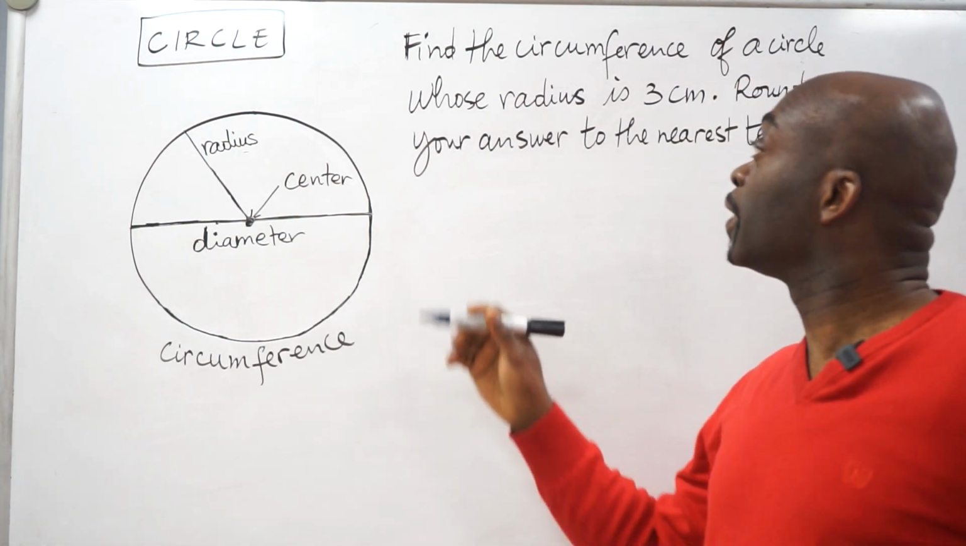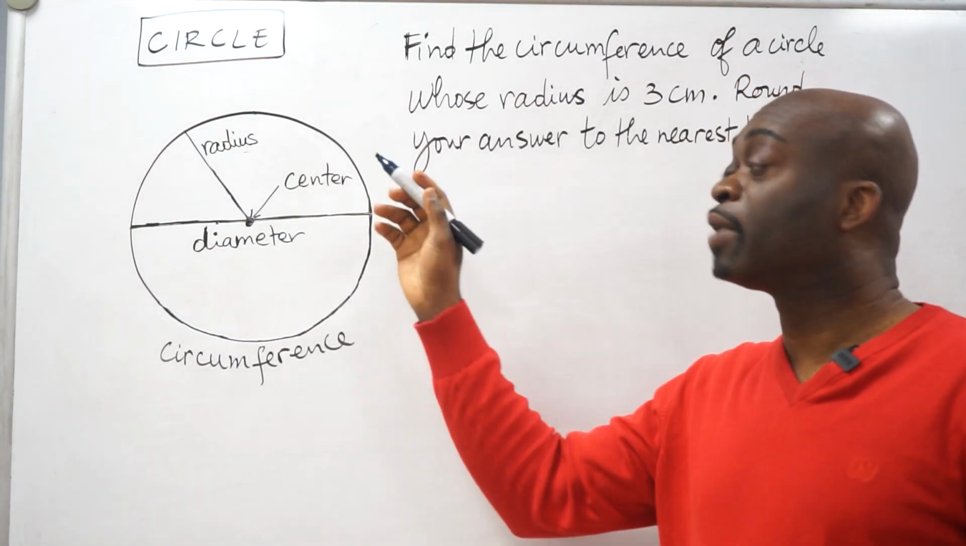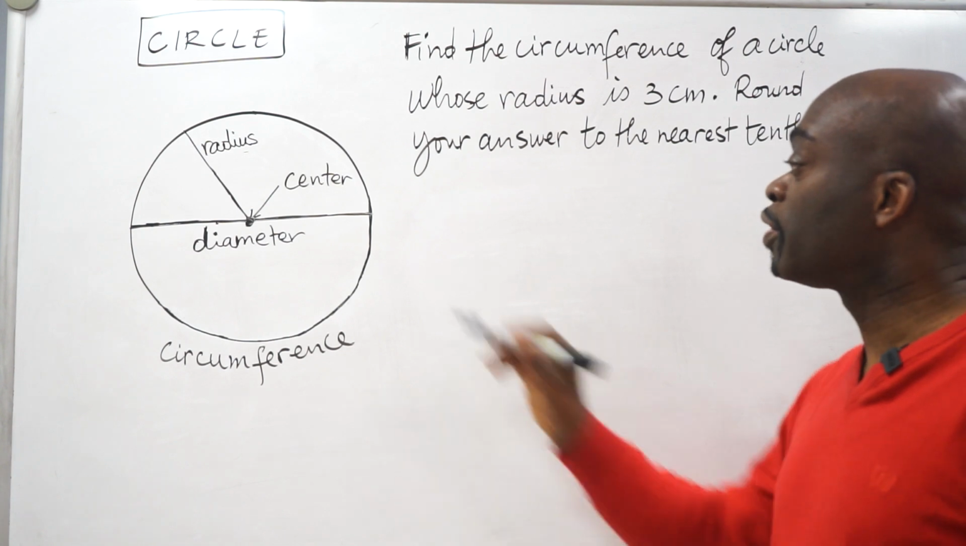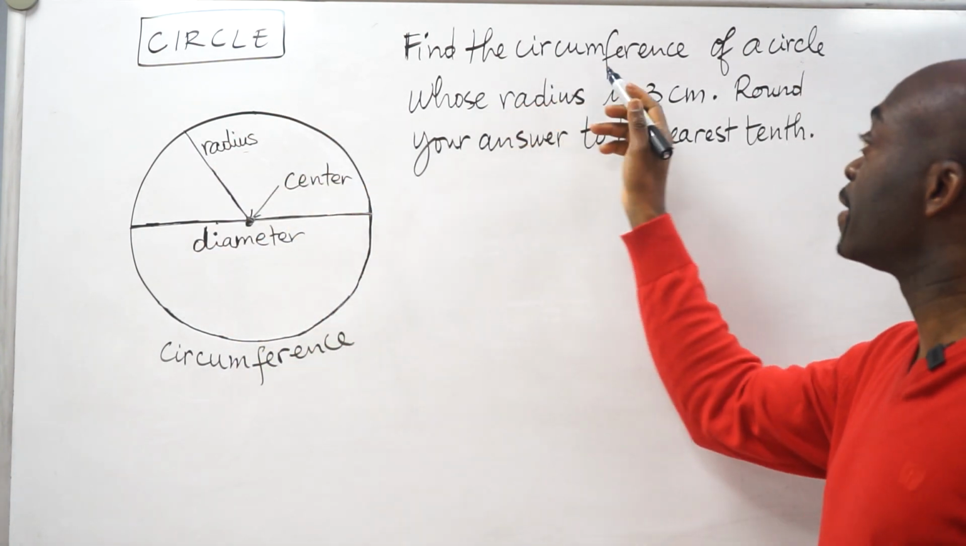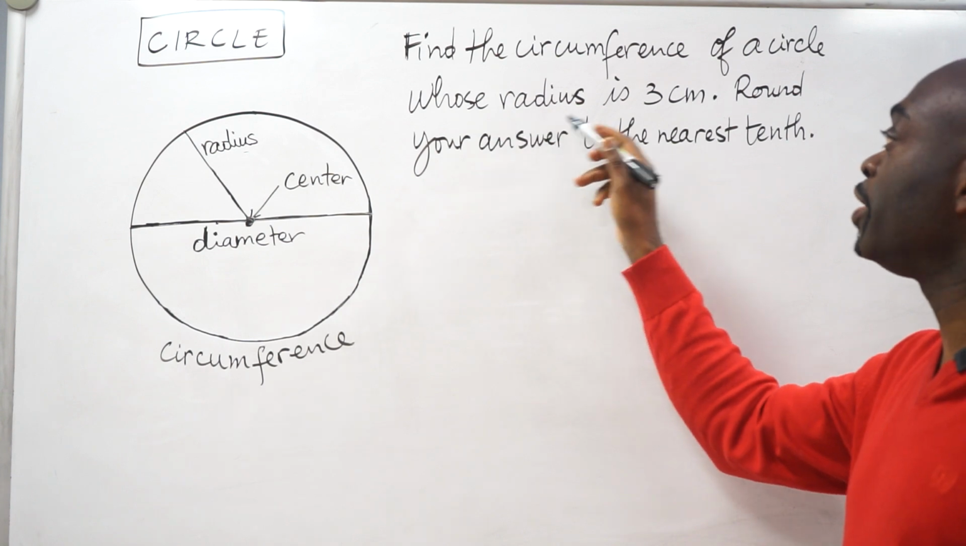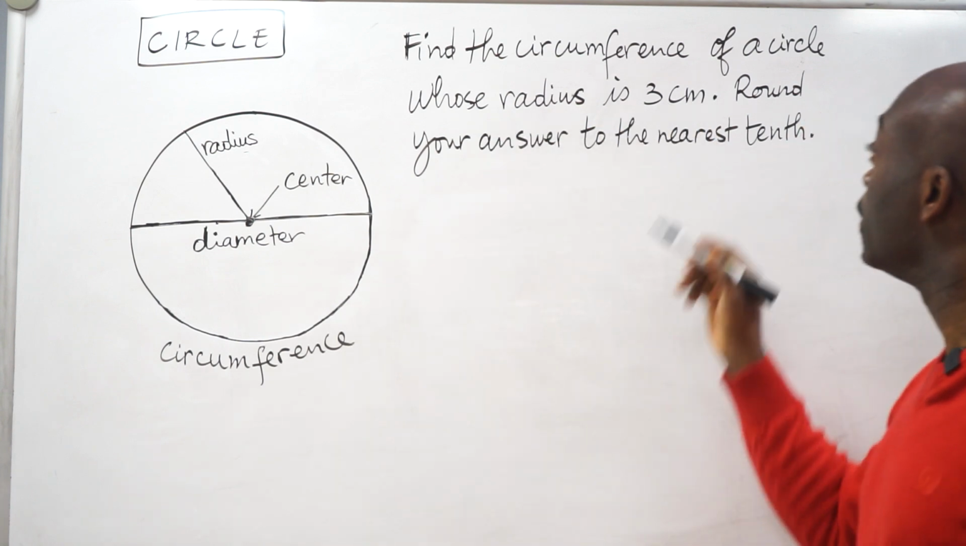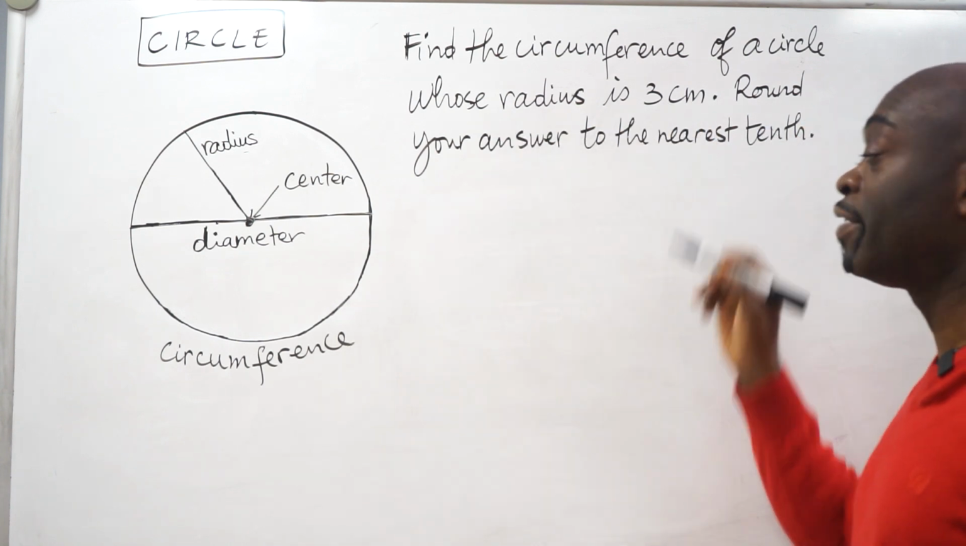Let's figure out the circumference of a circle here, okay? So we're trying to figure out this. Now, find the circumference of a circle whose radius is 3 centimeters. Round your answer to the nearest tenth.